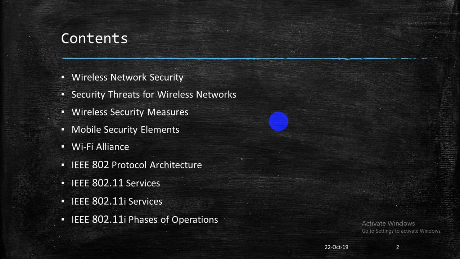Contents: wireless network security, security threats for wireless network, wireless security measure, mobile security element, Wi-Fi Alliance, IEEE 802 protocol architecture, IEEE 802.11 service, IEEE 802.11i services, IEEE 802.11i phases of operation.